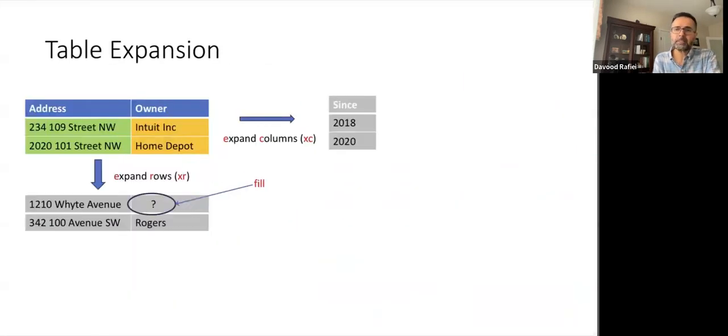So let's look at this table expansion. For example, I have some information about companies, but I want to add additional information. For example, I want to know since when this company owns this property. So this is one type of operation. Another type of expansion is that we have some rows and we want to add more rows. And I can also have missing values that I want to fill.